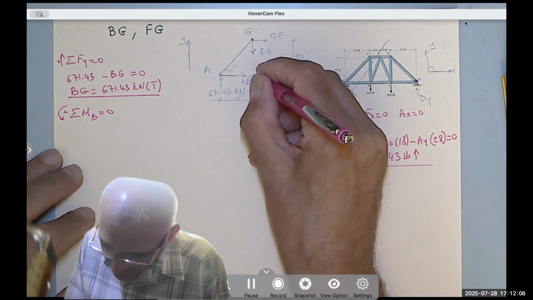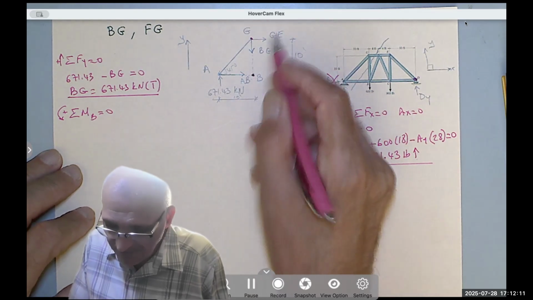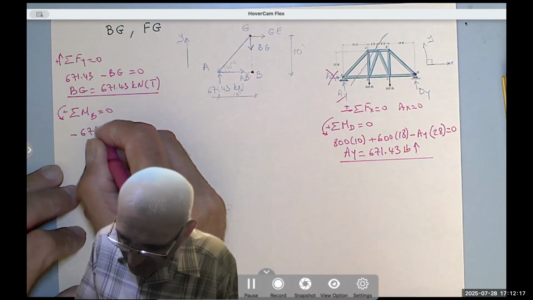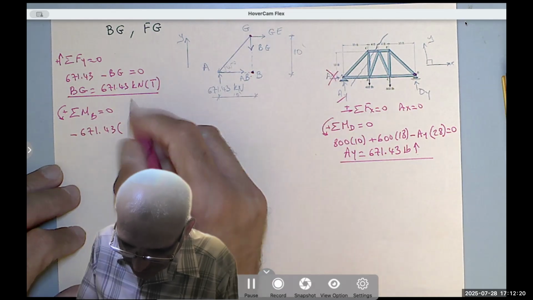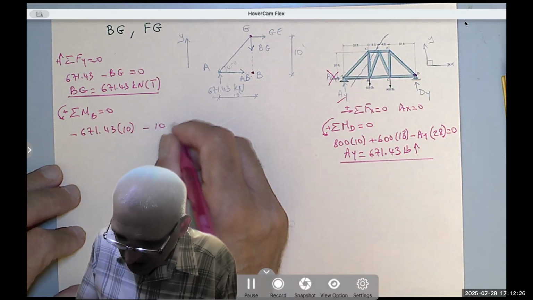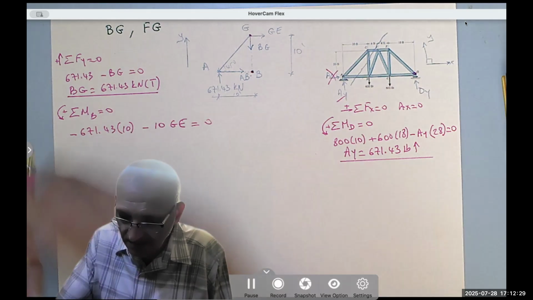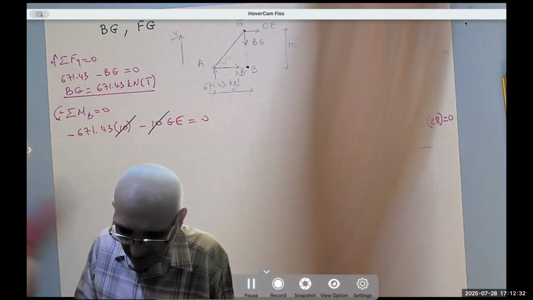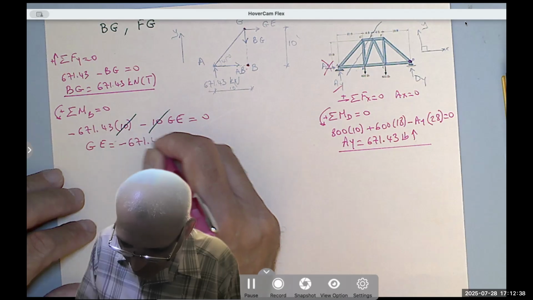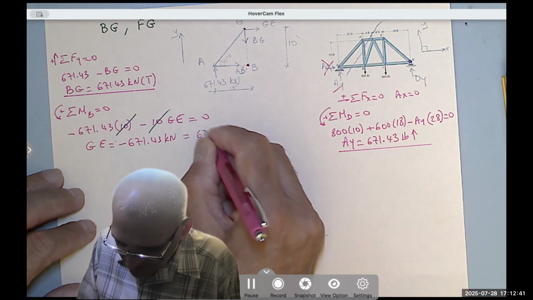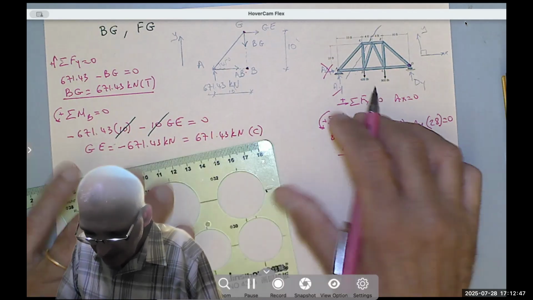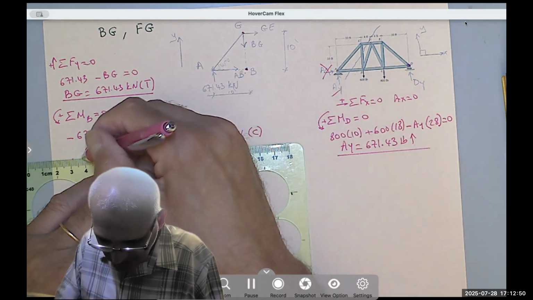Now, if I take the moment about B, these two forces intersect at B, so I only have GE and the reaction. The reaction is going counterclockwise, so 671.43 times 10. And the GE is going clockwise, so minus 10 GE equals 0. I can simplify by dividing the equation by 10, and I get GE equals negative 671.43 kilonewton, meaning it's 671.43 kilonewton compression. I assumed it's tension, but it turns negative, meaning it's compression.